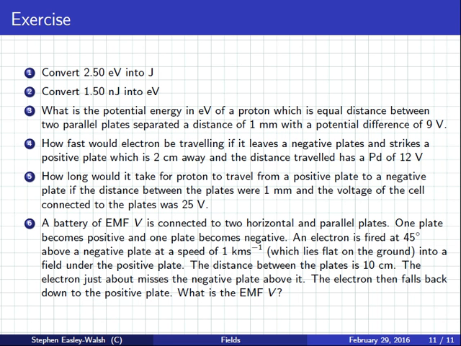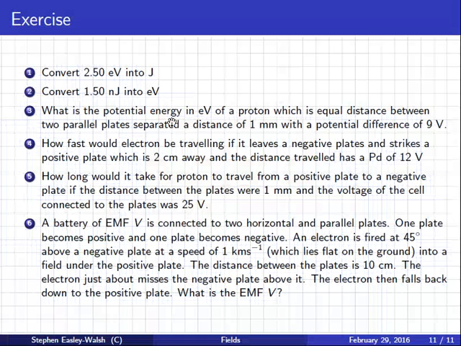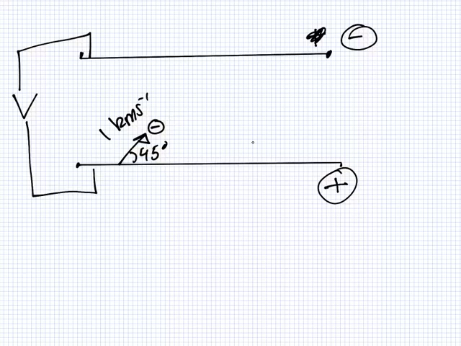Because I think I meant to say on the ground is the positive plate. Yeah, it falls back down to the positive. So I have a typo in this question here. I meant to say this is the negative plate and this is the positive plate. Okay. So the electron is fired above the positive. No, everything's right in the picture now.